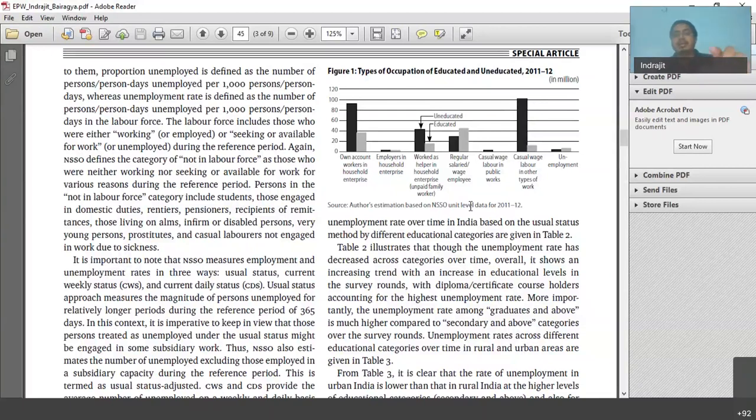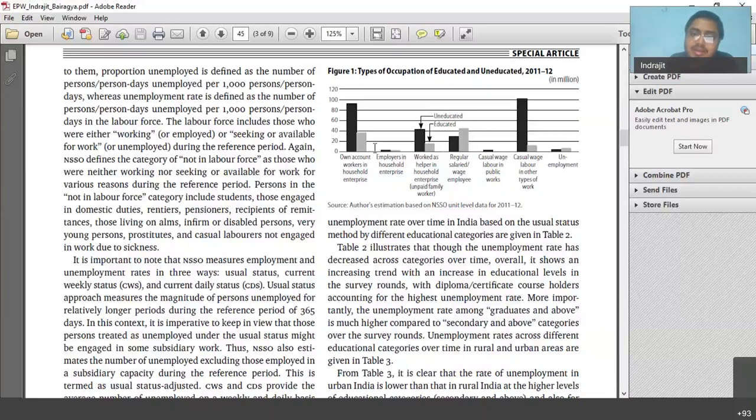Let us see. And now onwards, we have concentrated on only one, the latest round of NSSO data, latest at that time, because PLFS data was not released that time. So 2011-12 data was the latest data.